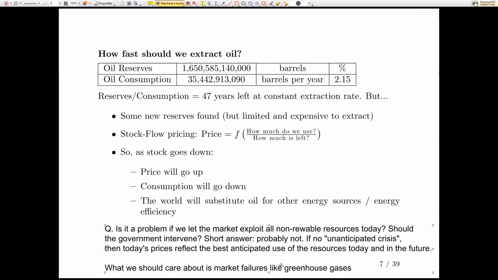So this is where economists should restart intervening. This is the real problem.